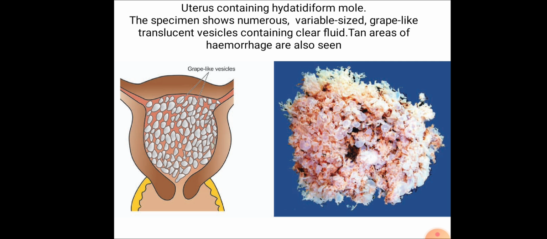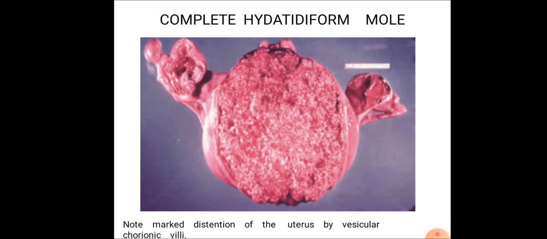Here it is a uterus containing a hydatidiform mole. The specimen shows numerous variable sized grape-like translucent vesicles containing clear fluid. Tan areas of hemorrhage are also seen. This is a photograph showing complete hydatidiform mole. Here we can see marked distension of the uterus by vesicular chorionic villi.